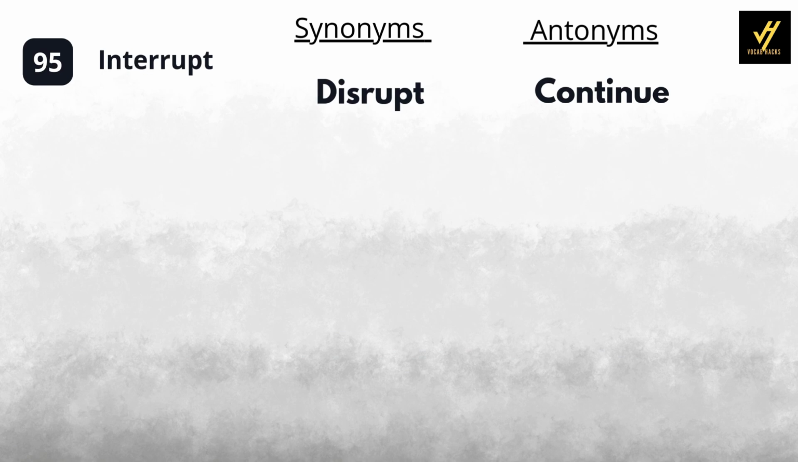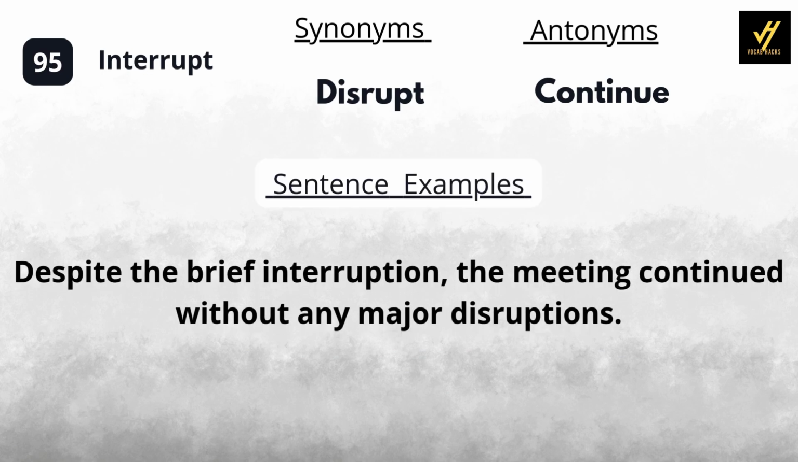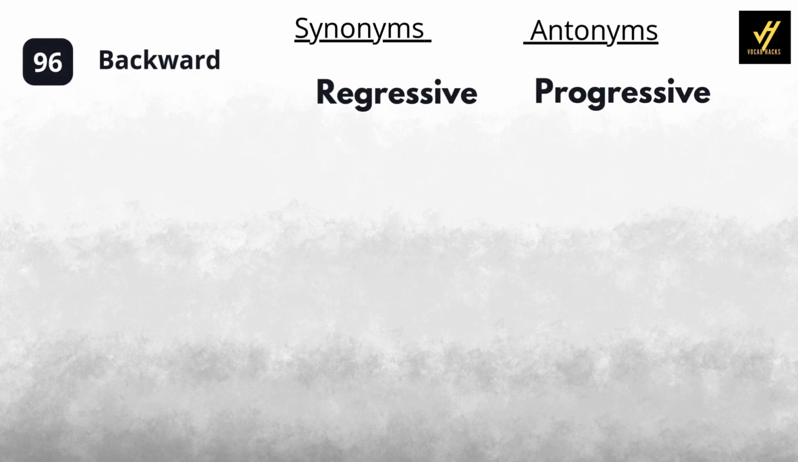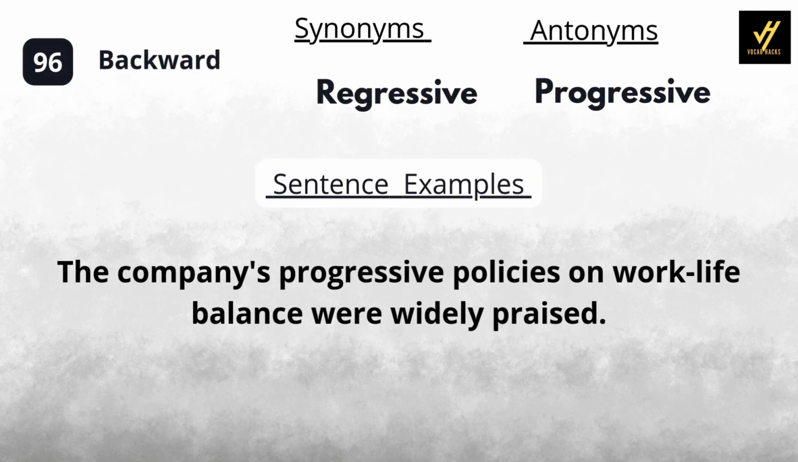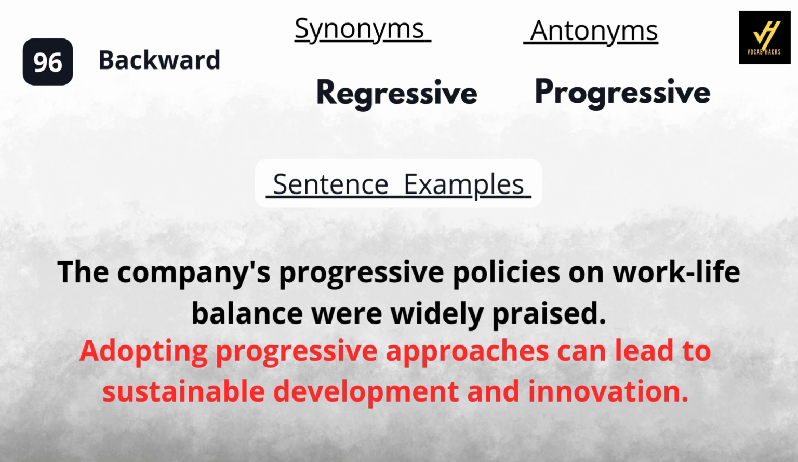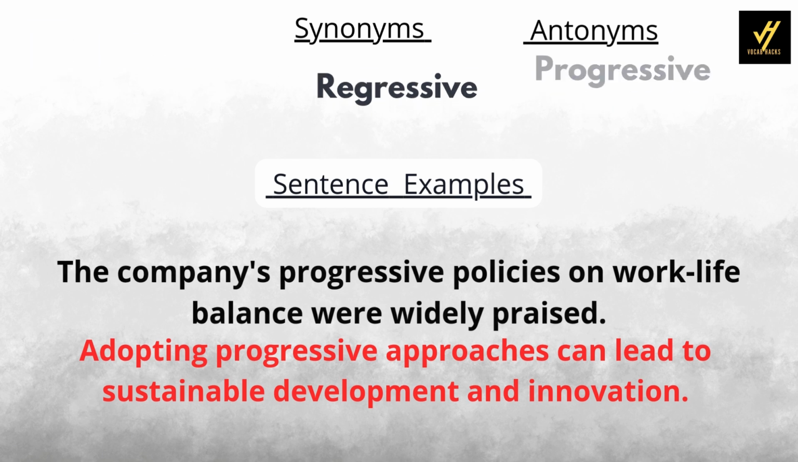Interrupt, disrupt, continue. Despite the brief interruption, the meeting continued without any major disruptions. The work must continue despite the challenges faced along the way. Backward, regressive, progressive. The company's progressive policies on work-life balance were widely praised. Adopting progressive approaches can lead to sustainable development and innovation.